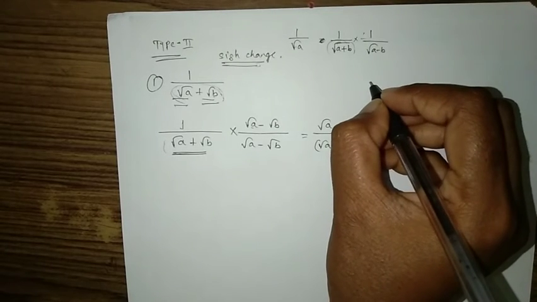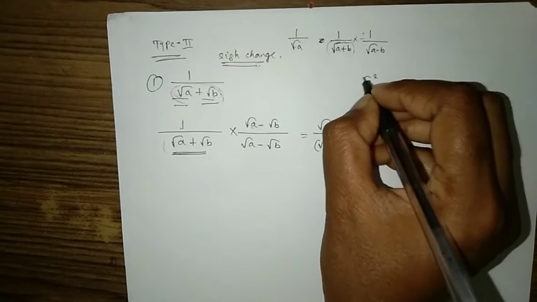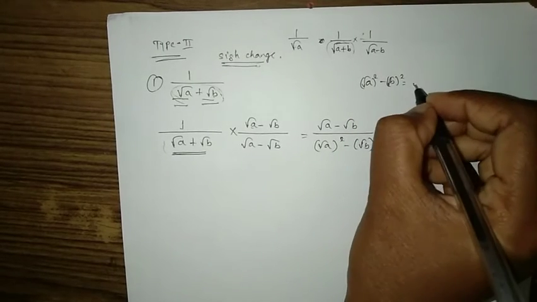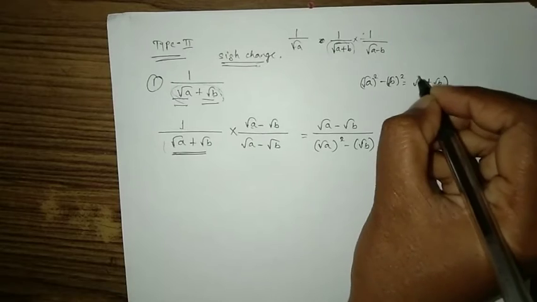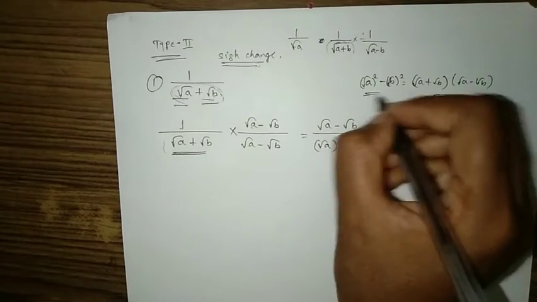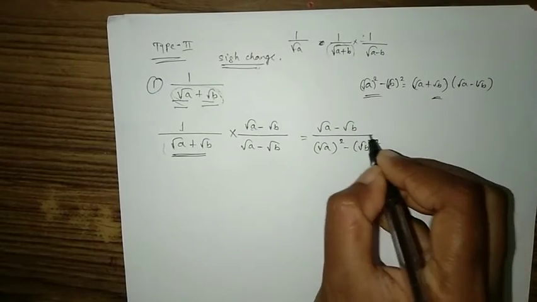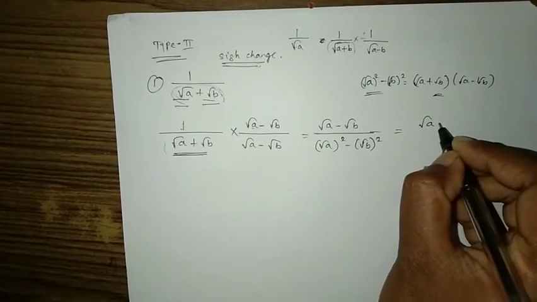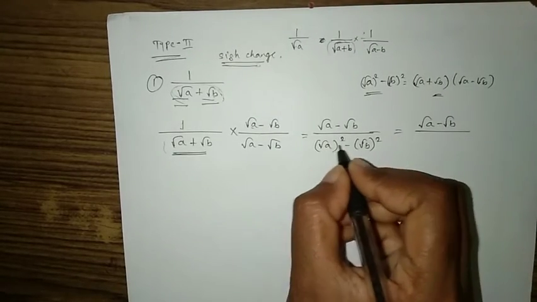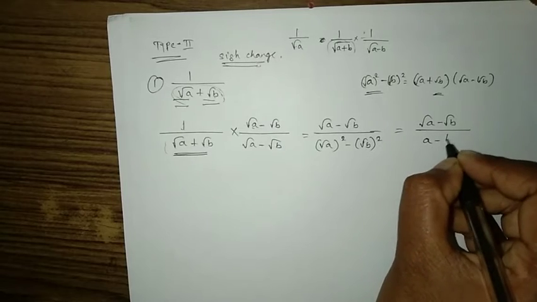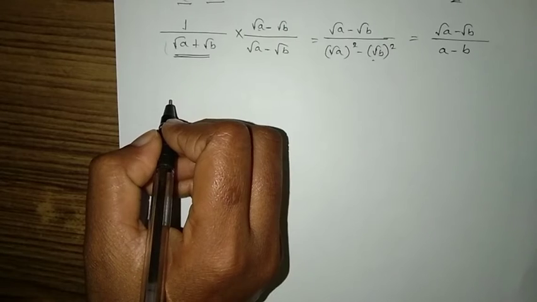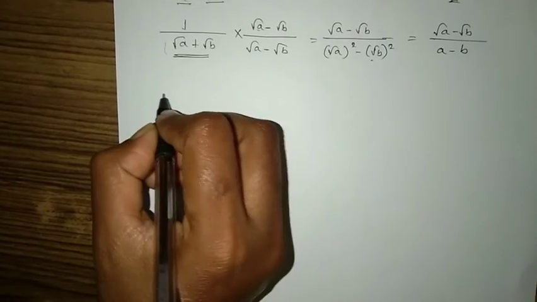What is this? Root a whole square minus root b whole square is equal to root a plus root b into root a minus root b. This is the formula, right? We are applying this formula here. So what we get at the last is root a minus root b divided by, we get this as a minus this as b. Moving forward, I am taking another sum to solve.